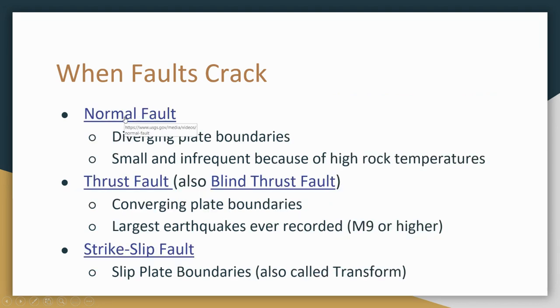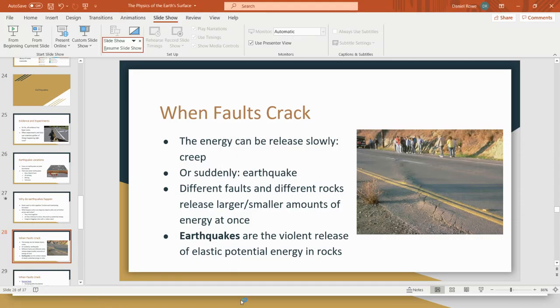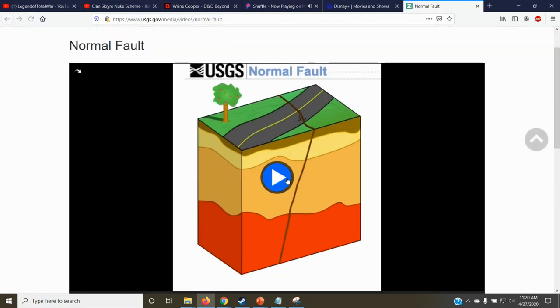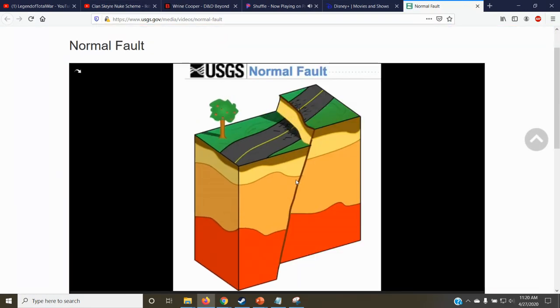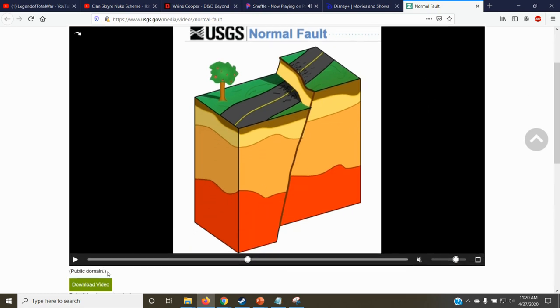So a normal fault occurs at diverging plate boundaries. So remember, diverging plate boundaries are moving away from each other. So let's look at what that looks like. All right, so that's a normal fault as they move away from each other. That is what happens. So we'll look at it again. They move apart. One slips lower relative to the other because they're moving away from each other.